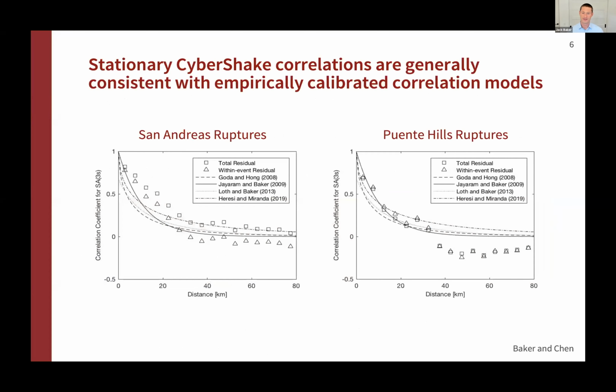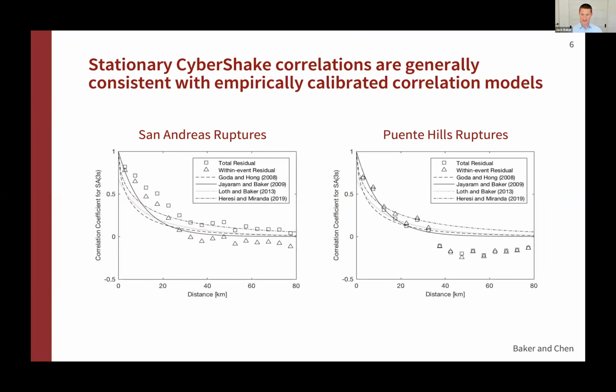So the first thing we can do is some validation. What we did is we took those maps of the ground motion residuals, and we did the same spatially stationary correlation estimation. What these figures show: we took about 100 magnitude 8 San Andreas ruptures from the CyberShake database, and we did that spatially stationary correlation estimation.